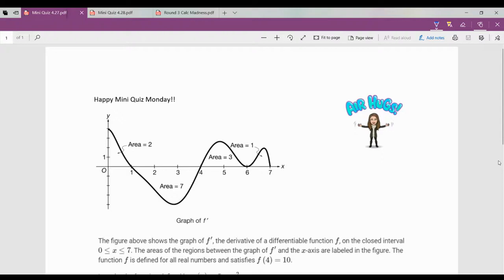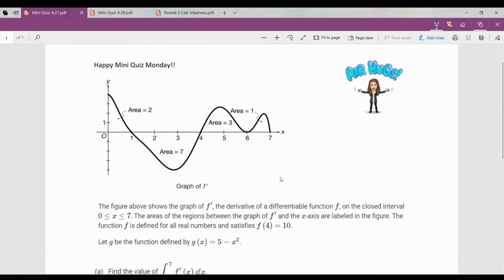Calcers, so I am going to go through this mini quiz from 427. We've got a graph given to us of f prime, and it already indicates what the areas are of the following regions, so we don't have to do any calculating using formulas from geometry.